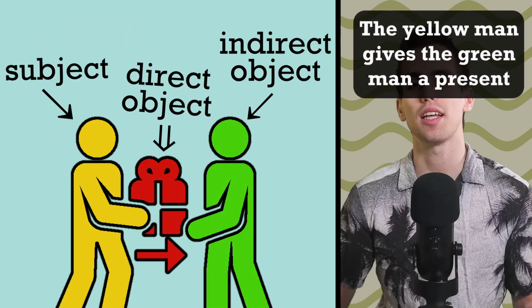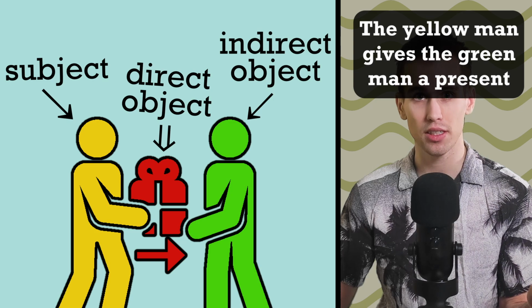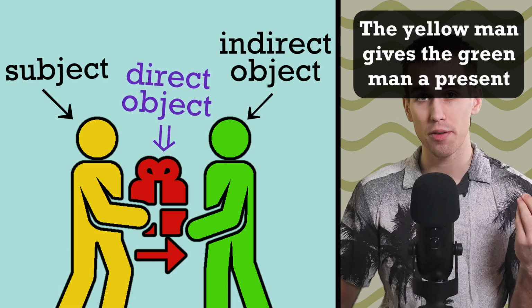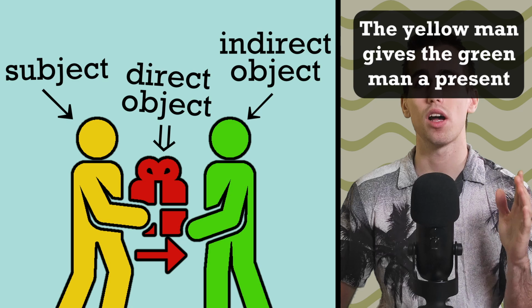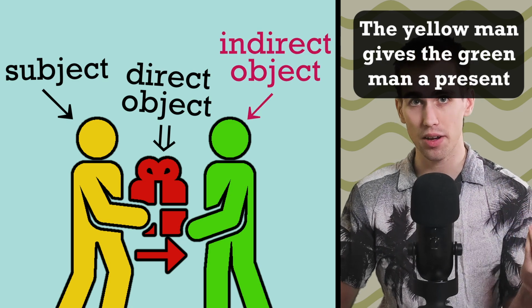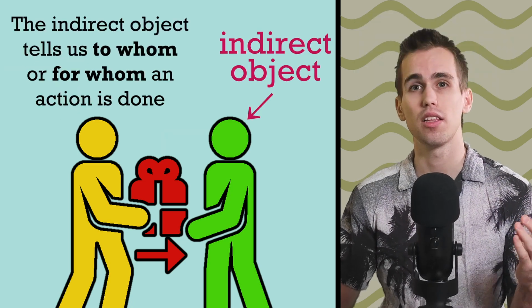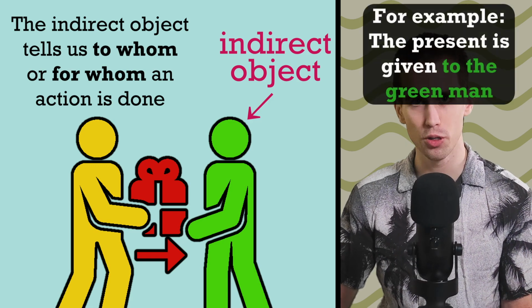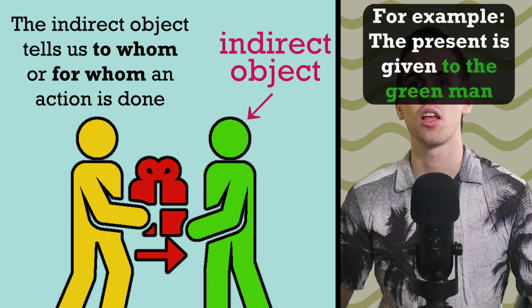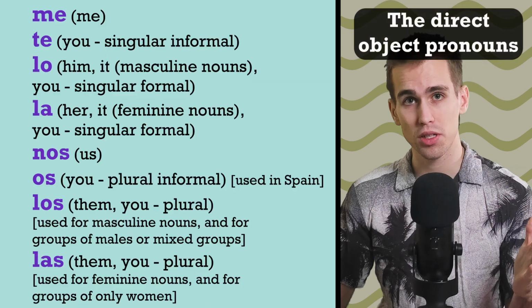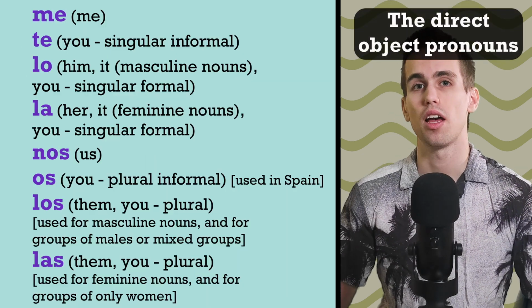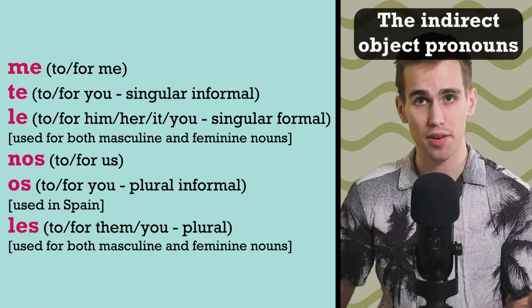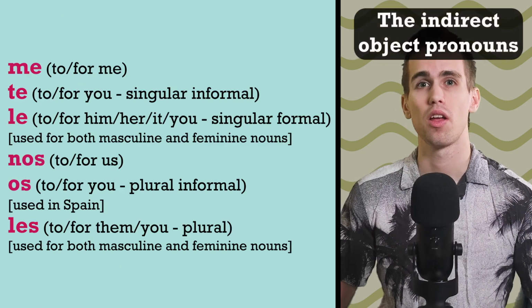The object is the action receiver in the phrase. The direct object directly receives the action, while the indirect object indirectly receives the action. The indirect object tells us to whom or for whom an action is done. Here are the direct object pronouns, and here are the indirect object pronouns.